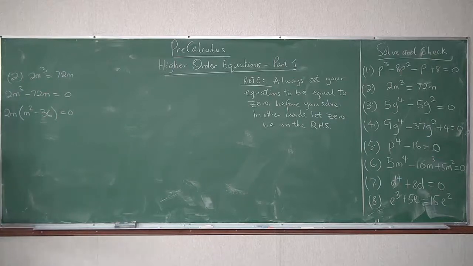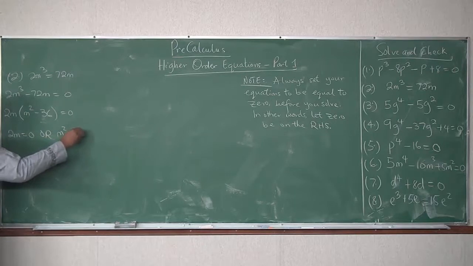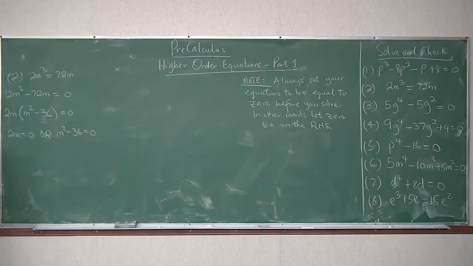So the next thing is you apply your zero product property. That means that 2m is equal to 0 or m squared minus 36 is equal to 0. So if you do that, this means that m is equal to 0, because you divide both sides by 2.